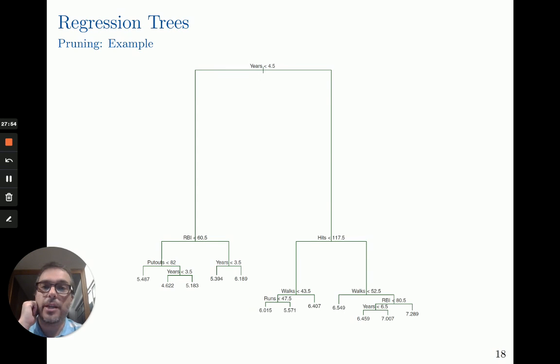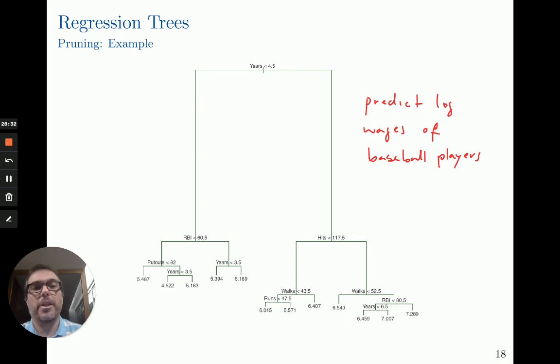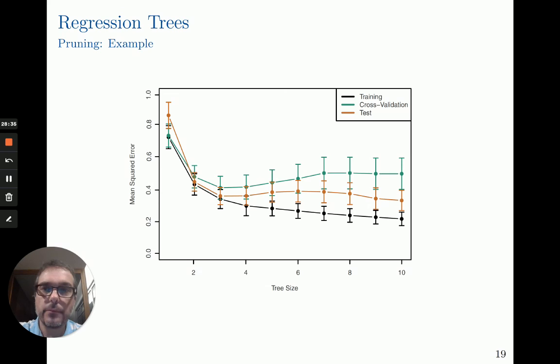So that's an example of a regression tree for the log wages of the baseball players, right? So you see that you have many other variables, not only years and hits, but you have putouts, walks, runs, RBIs, and so many variables that define the tree. So that's the tree used to predict log wages of baseball players. Okay?